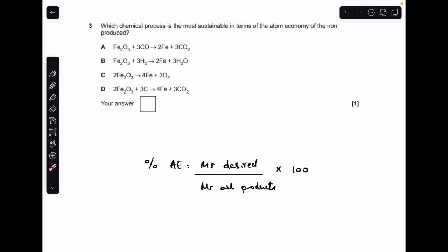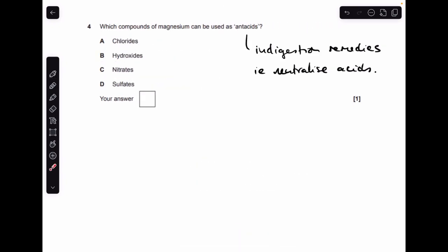Moving on to number 3, so to calculate percentage atom economy, it's the MR of the desired product, so iron in this case, divided by the MR of all the products, or you could do of all the reactants there. And obviously to put it into a percentage, we multiply by 100. So there's all the answers, and you can see that option C has the highest percentage atom economy, so that's your answer.